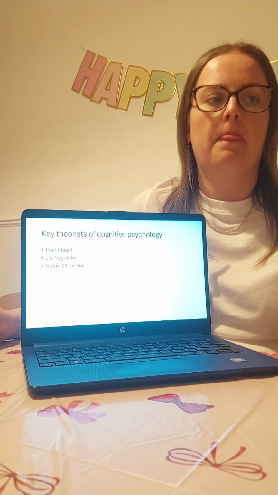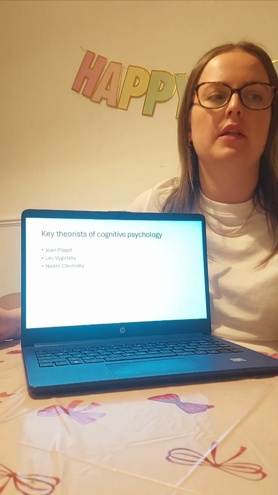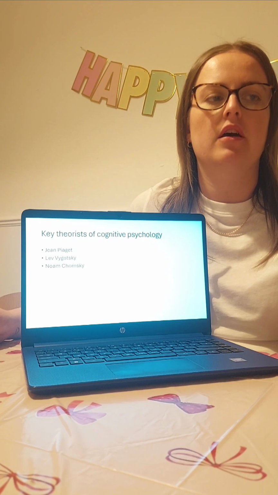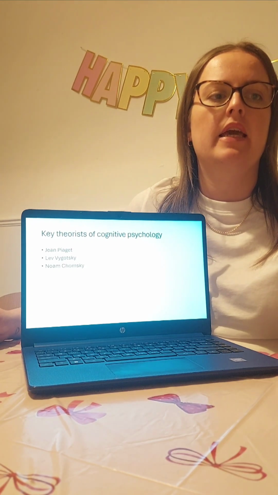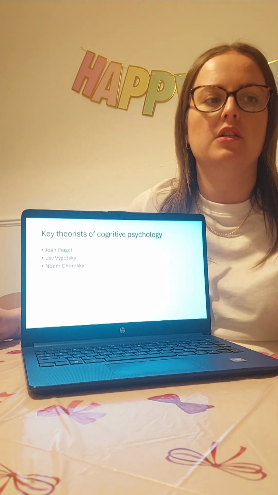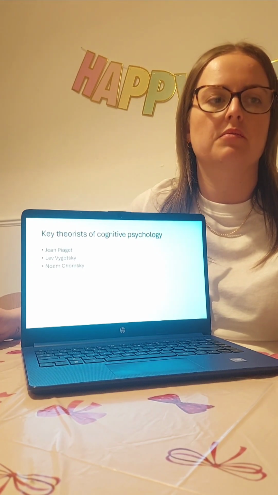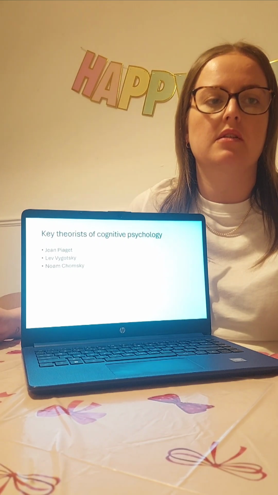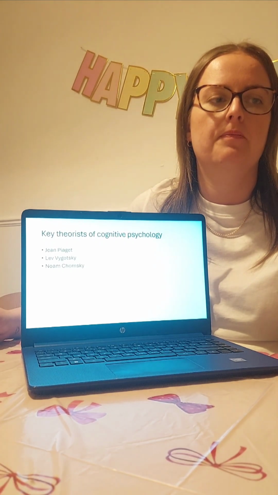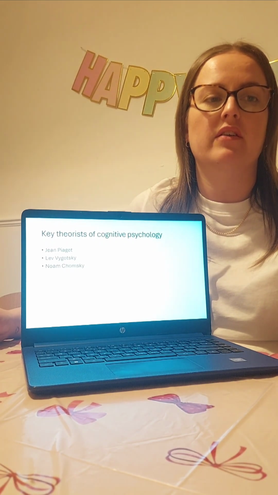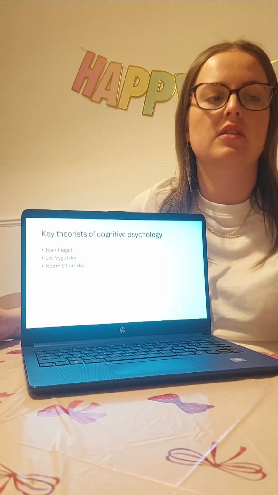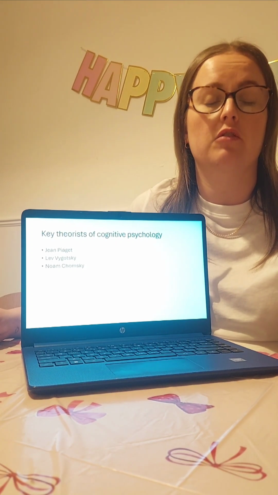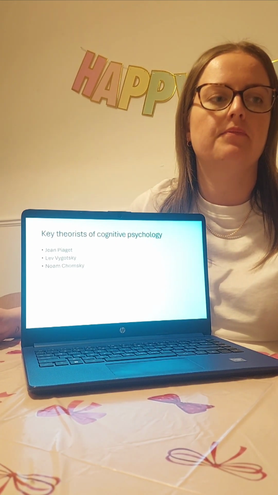Noam Chomsky. Chomsky is a linguist who profoundly influenced cognitive psychology, particularly in the area of language acquisition. He challenged the behaviourist view of language learning, which suggested that language is learned solely through reinforcement, and proposed that humans are born with an innate universal grammar system that underlies all language. He famously critiqued B.F. Skinner's book and argued that behaviourism couldn't account for the complexities of language learning.